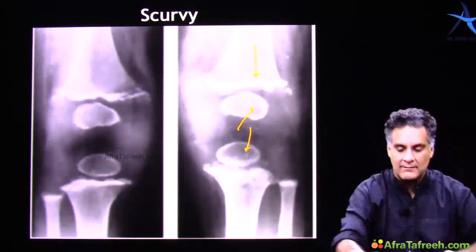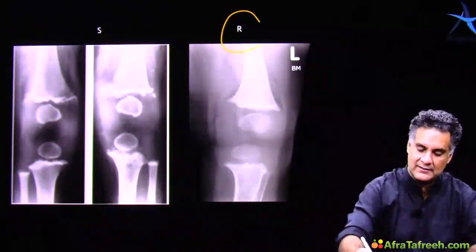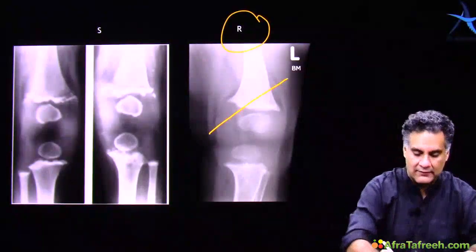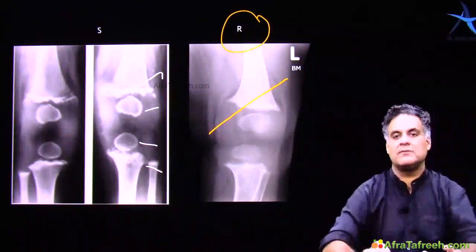What is white line of Frankel? White line at the metaphysis. So rickets, widening. Scurvy, whitening. All around is white. This is what you should remember.